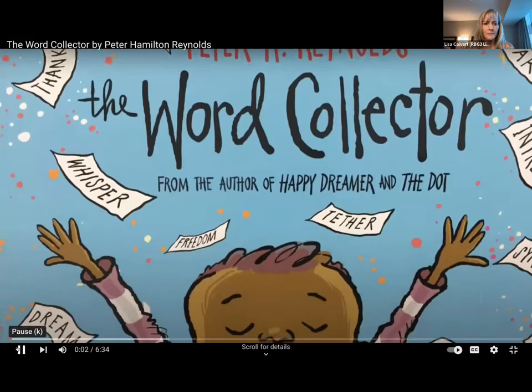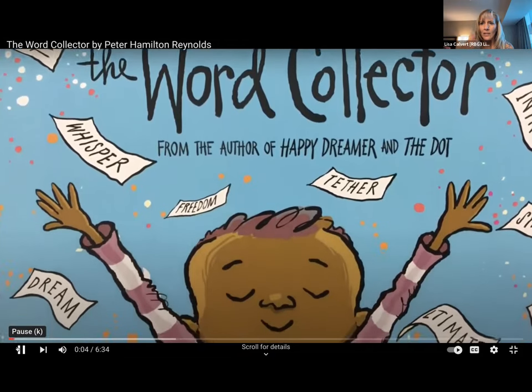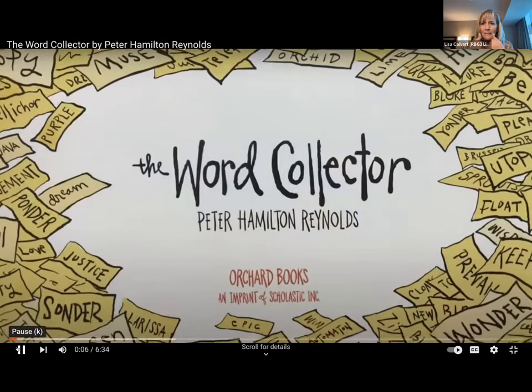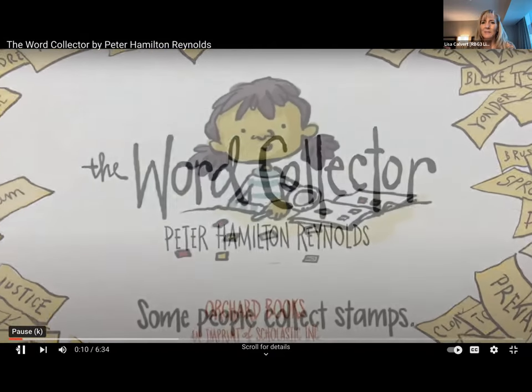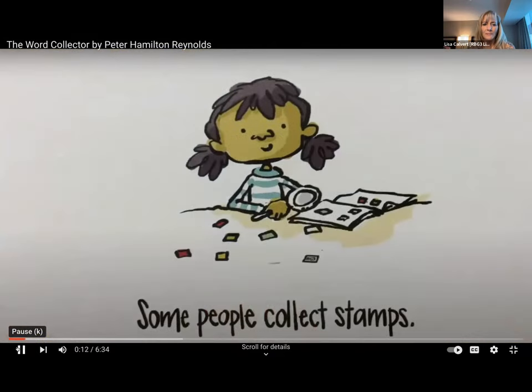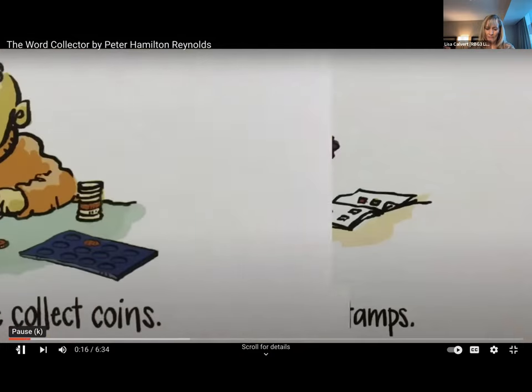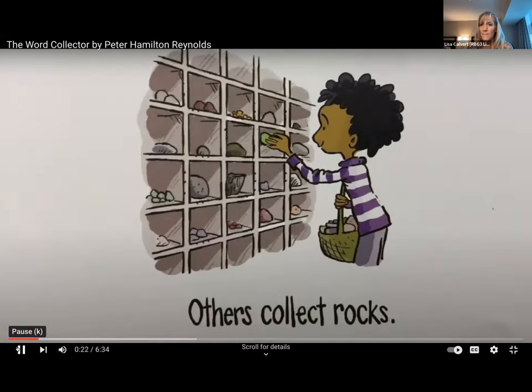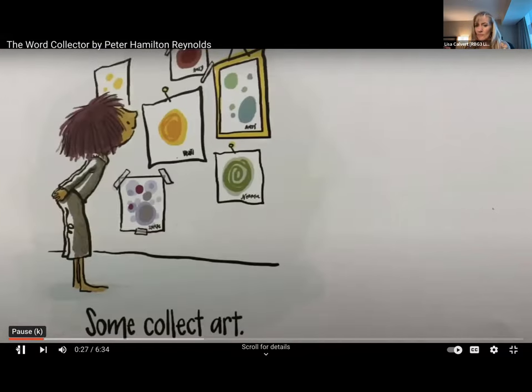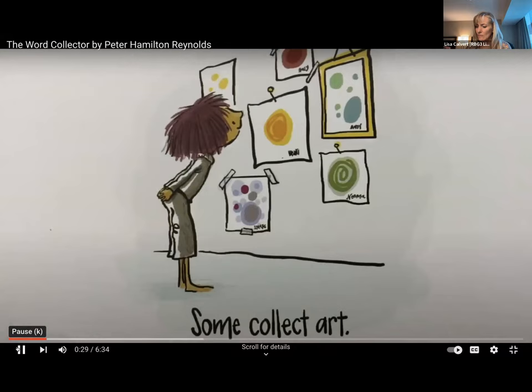Okay. And now. The Word Collector, written and illustrated by Peter Hamilton Reynolds. Collectors collect things. Some people collect stamps. Some people collect coins. Others collect rocks. Some collect art.